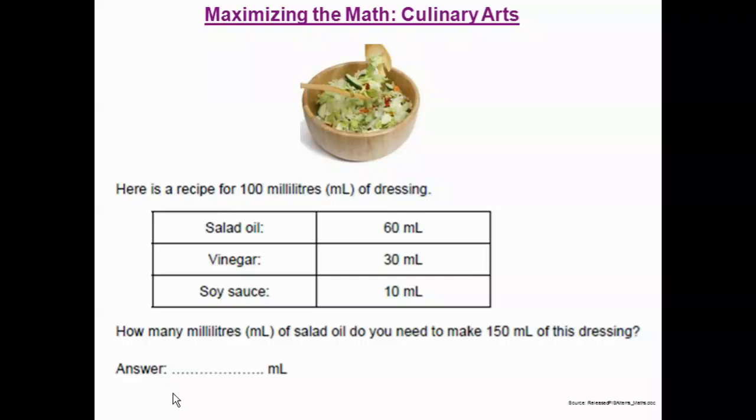All right, well, before we get to the next slide, think about some conversations you would have with your students to try to engage them in thinking mathematically. If you have a recipe for 100 milliliters and you need to make 150 milliliters, what's going to happen to the amount of each ingredient? Does it need to increase, or does it need to decrease? Or does it need to stay the same?